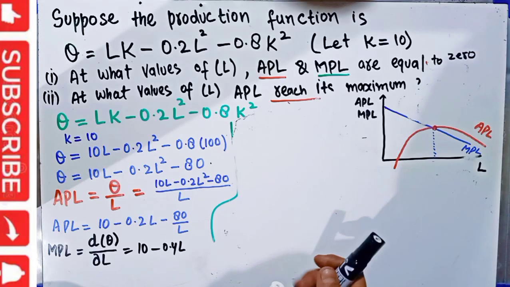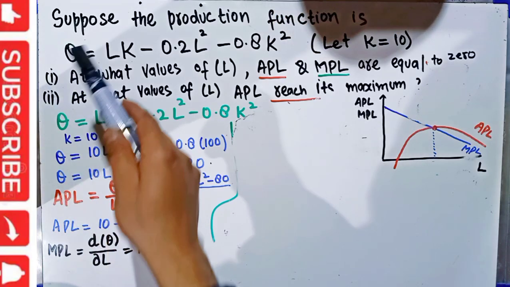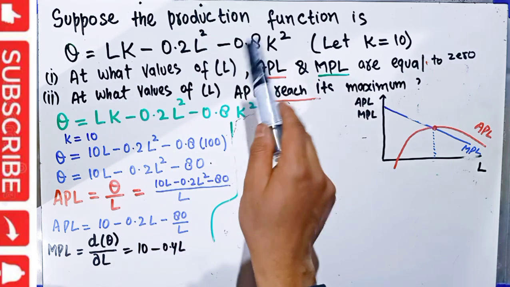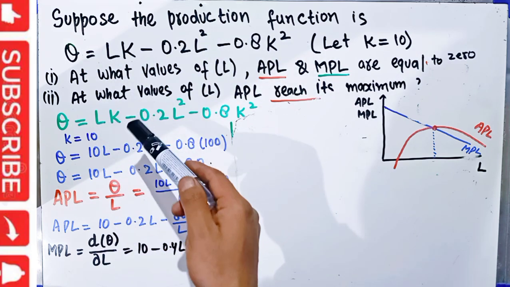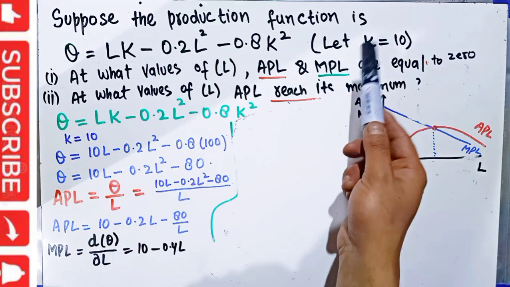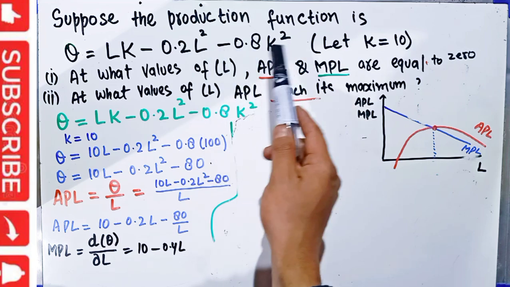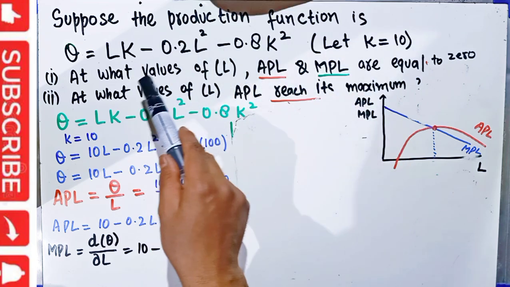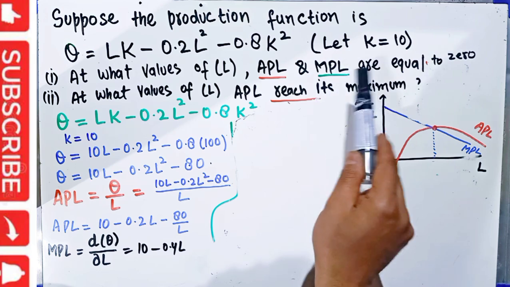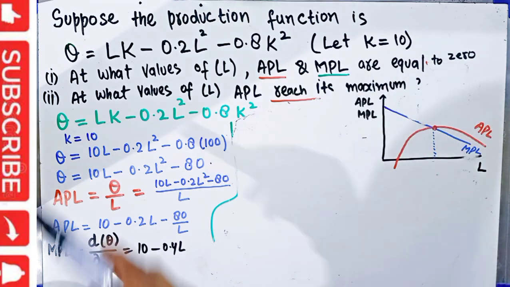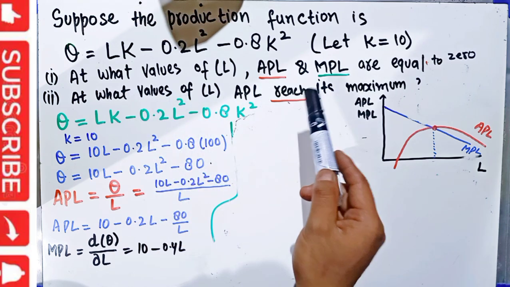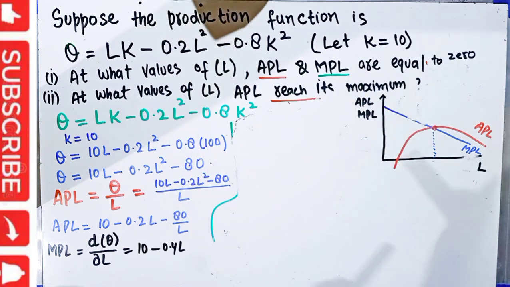Let's solve another question on the production function. The question is, suppose the production function is Q = LK - 0.2L² - 0.8K². L and K are the units of labor and capital, Q denotes the total output, and we are told that K = 10. That means our capital is fixed. We have to find the values of labor where average product of labor and marginal product of labor are equal to 0, and at what value of labor the average product of labor reaches its maximum.